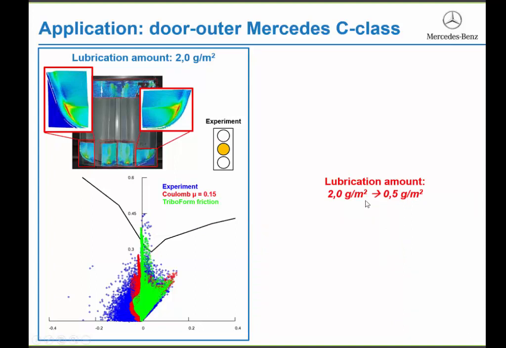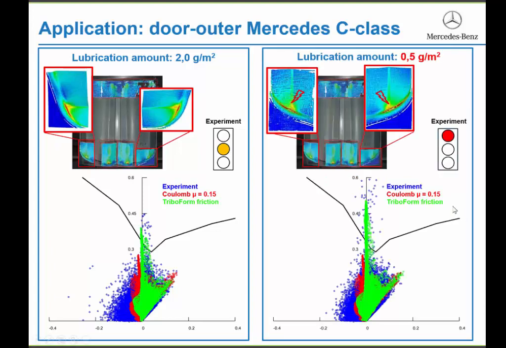So the next case was to reduce the lubrication amount from 2.0 to 0.5. Again, in the tryout production, they find cracks in the product at the same location, so at the corners of the part. Coulomb again remains the same, the Coulomb value of 0.15. And also, if you look at Triboform, the more critical results are found, and also in the finite element simulation, you will now find cracks in the product.